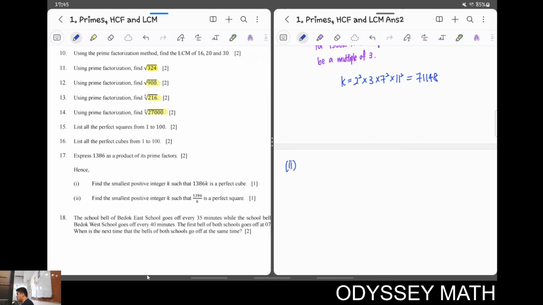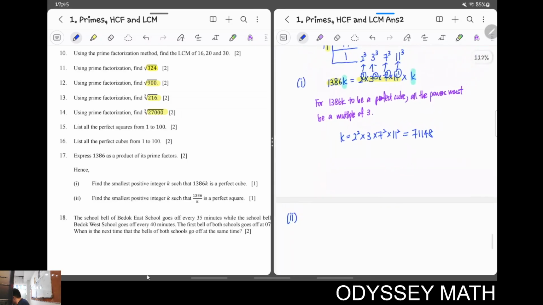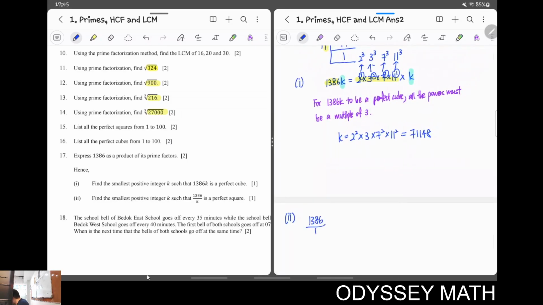Okay, so find the smallest positive integer k such that 1386 over k is a perfect square. So 1386 over k. What is my 1386 from earlier? It is 2 to the power of 1 times 3 to the power of 2 times 7 to the power of 1 times 11 to the power of 1, over k. Usually we don't put the power 1, but for the sake of explanation and your learning, I put the power 1 there because from my understanding from the past few years, writing the power 1 is essential so that some students can see it. If not, they will struggle.